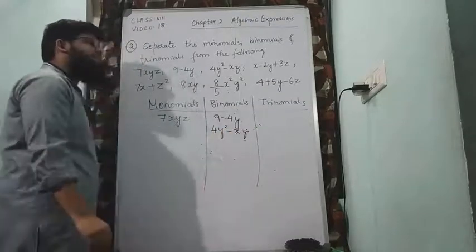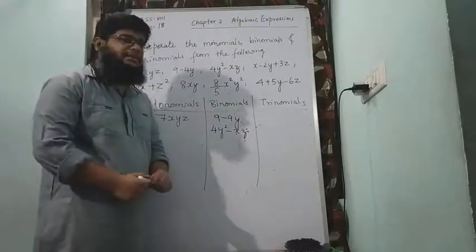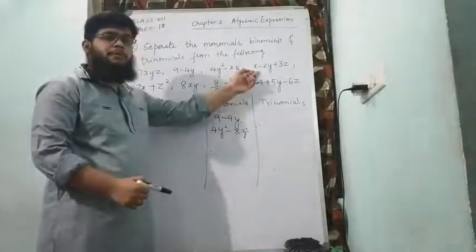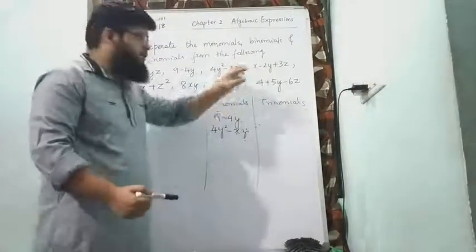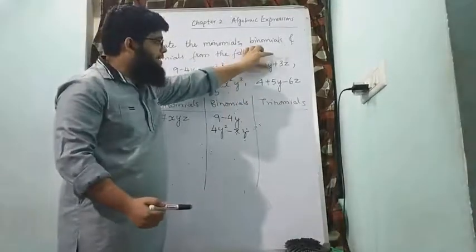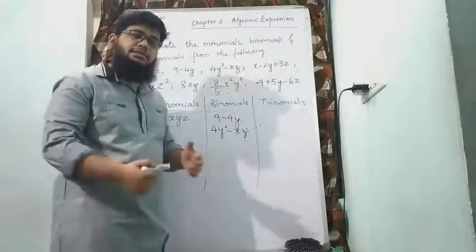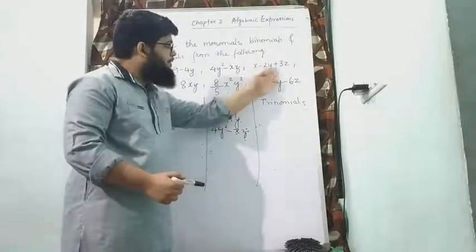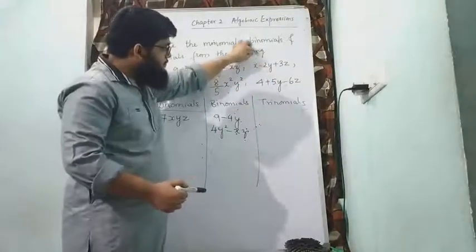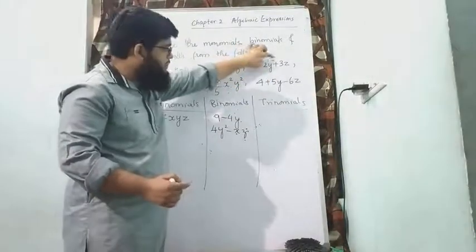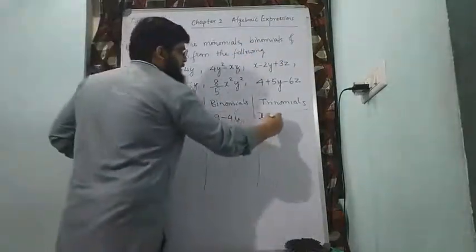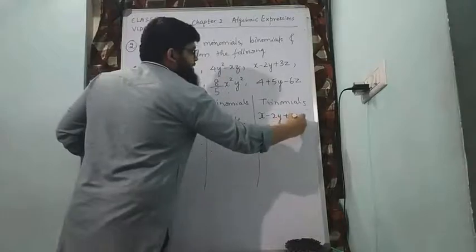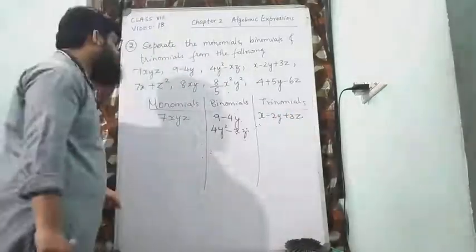Next, x minus 2y plus 3z. Is this an example of a monomial, binomial or trinomial? Definitely a trinomial because there are three terms. x is one term, 2y is another and 3z is the third term, all separated with plus and minus signs. One term, then a minus sign, second term, then a plus sign, then third term. So x minus 2y plus 3z is an example of a trinomial.